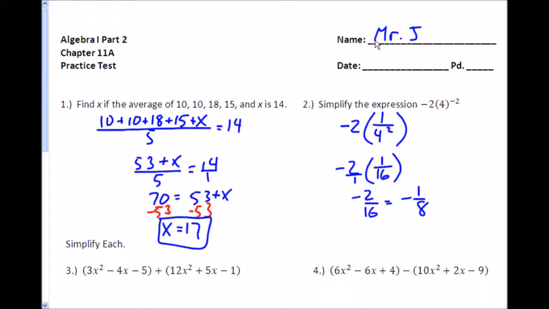Again, the negative exponent flips it. Then we raise it to the second power and simplify from there.